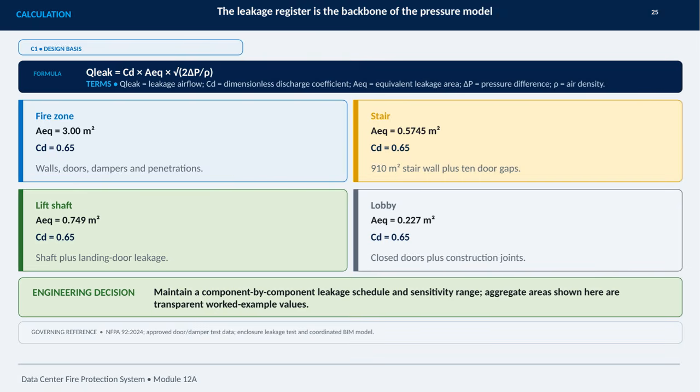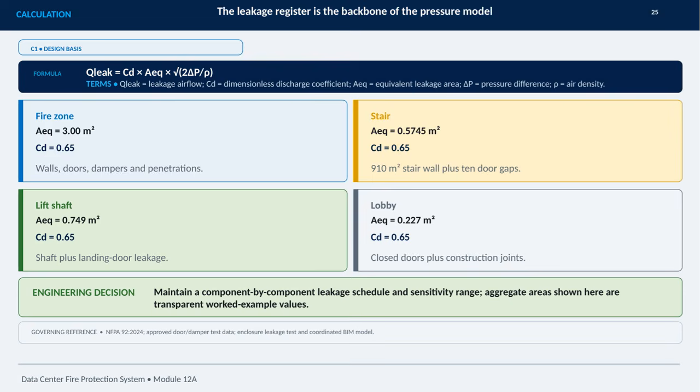The worked example separates the main leakage paths, rather than hiding them in one combined value. The fire zone uses an equivalent area of 3.00 square meters, representing walls, doors, dampers, and penetrations. The stair uses 0.5745 square meters, based on the stair wall and 10 door gaps. The lift shaft uses 0.749 square meters, including the shaft and landing doors. Finally, the lobby uses 0.227 square meters, representing closed doors and construction joints.